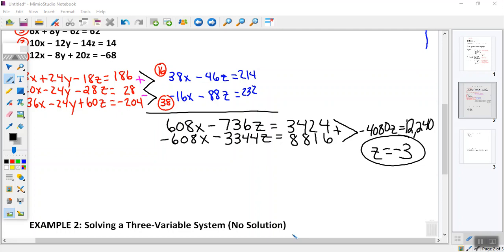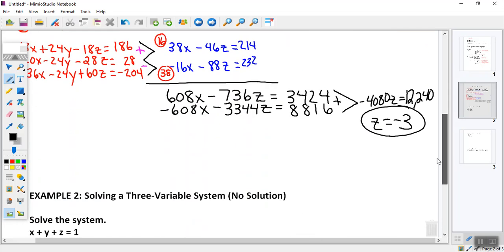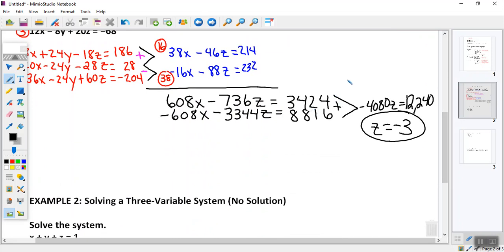So once we find a solution, we kind of crisscrossed right here. You know what I mean by crisscross now, once you get it down to 2 equations, like we did with 38 and 16. And we use that to get down to 1 equation. Now, guys, once we find an answer, it says substitute the values found in step 2 into the original equations and solve for the remaining variable. Well, guys, how many answers do we have? 1. So we would probably want to work up to an equation that has 2 variables in it.